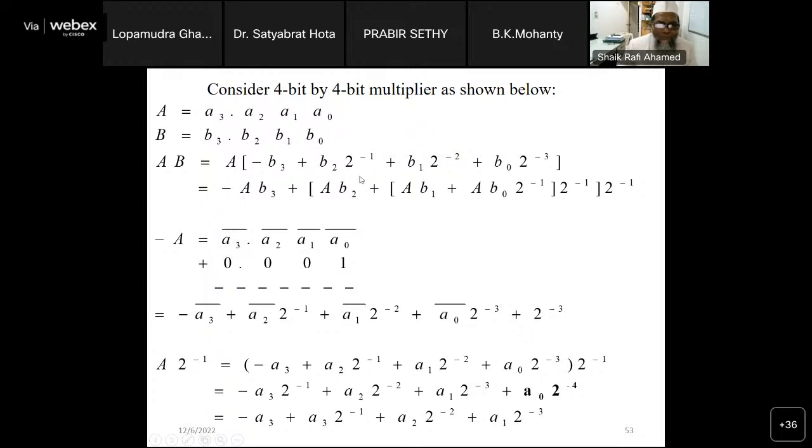And if you want A into 2 raised to the power of minus 1, this also you have to evaluate. A into 2 raised to the power of minus 1 gives you 4 bits. This is what is called sign extension. You might have studied it in your digital circuits. If you multiply A with 2 raised to the power of minus 1, you get A3, A3, A2, A1. A0 you can neglect.